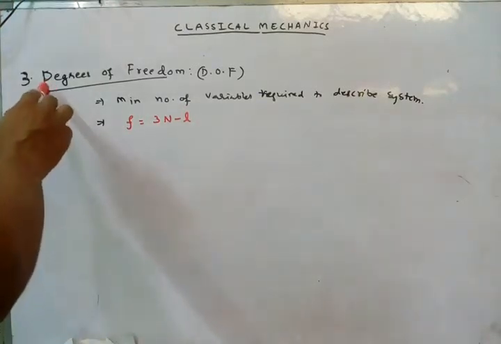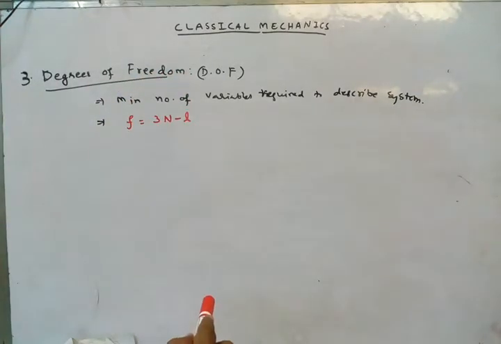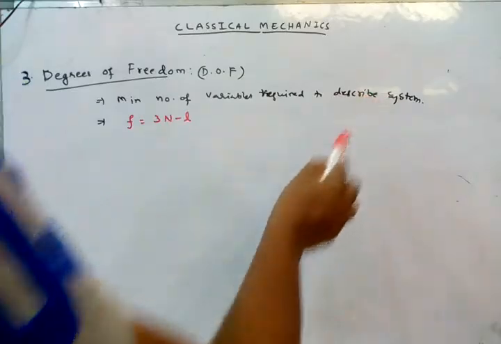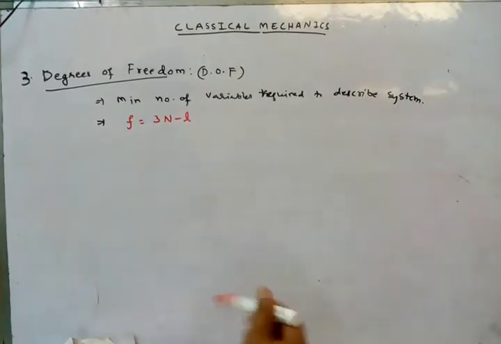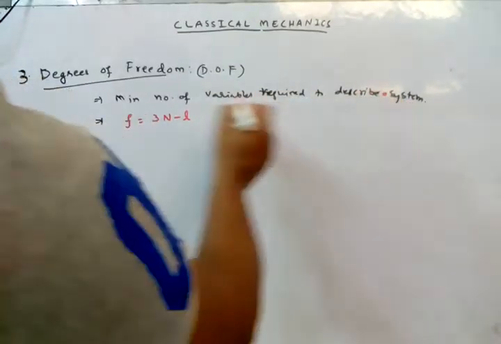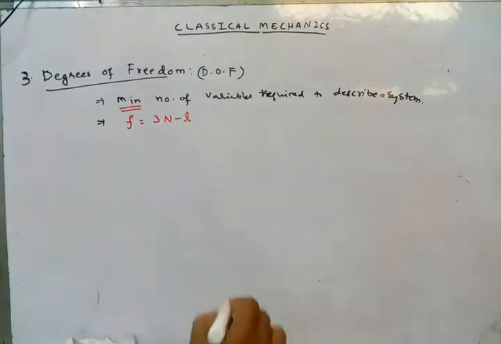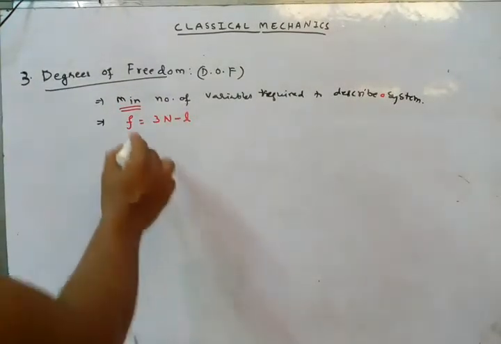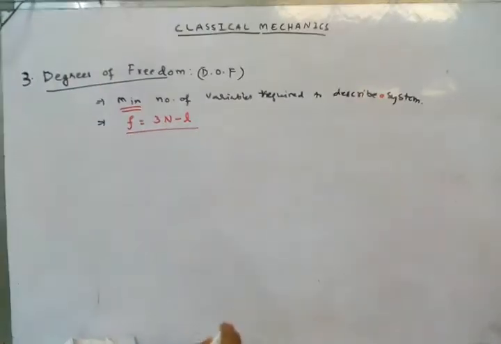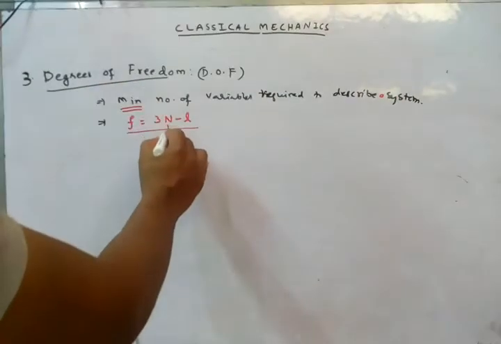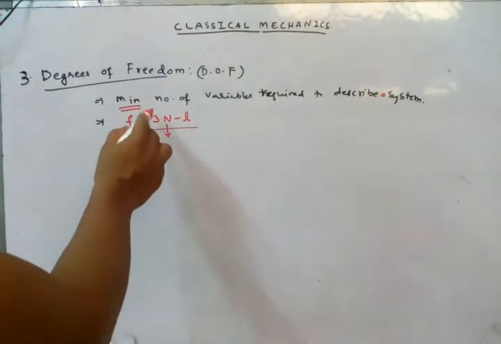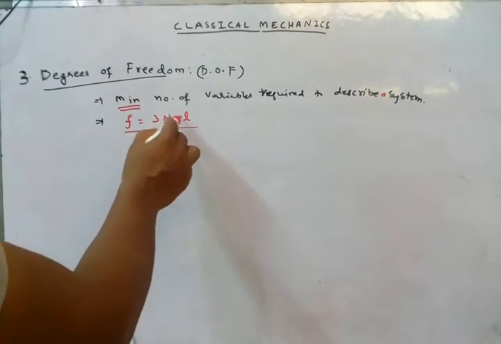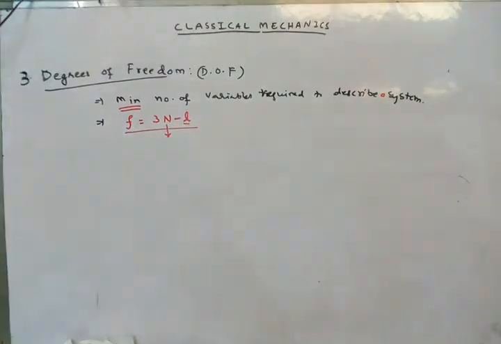So now I am discussing degrees of freedom, DOF. It is the minimum number of variables required to describe a system. Not more, the minimum number of variables required to describe a system. That is F equal to 3n minus L. Here n is the number of particles, each particle has three coordinates, so 3n, and L is the number of constraints.